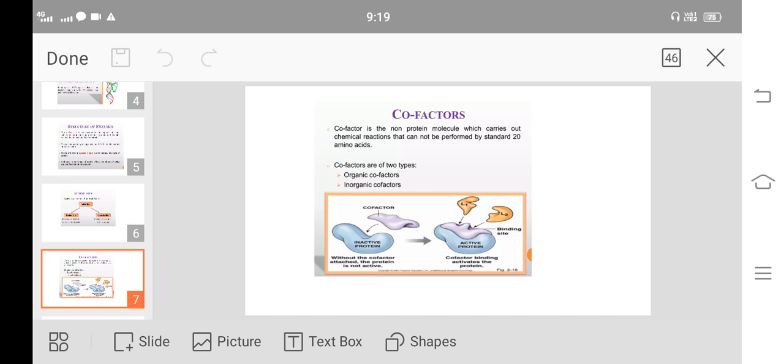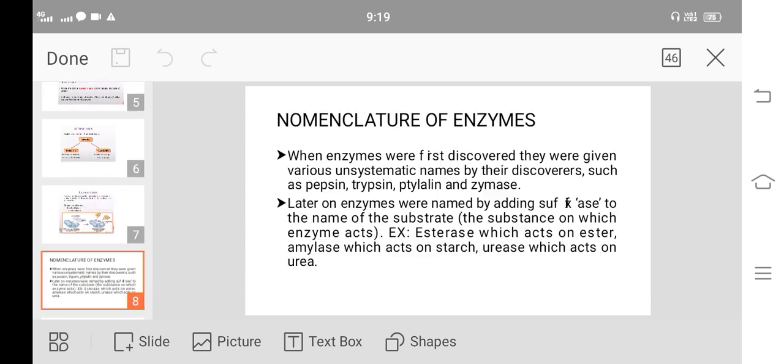So the enzyme always has the binding site as well as the catalytic site. The binding site helps to bind the cofactor to the inactive protein. After the binding, they are involved in the catalytic process. This results in the conversion of inactive protein to active protein.